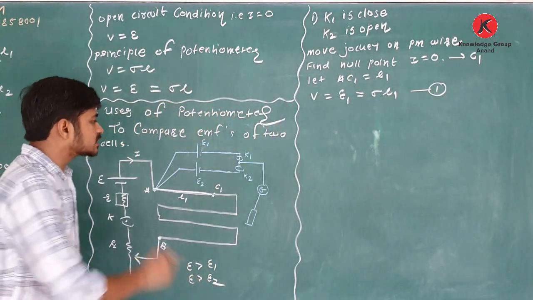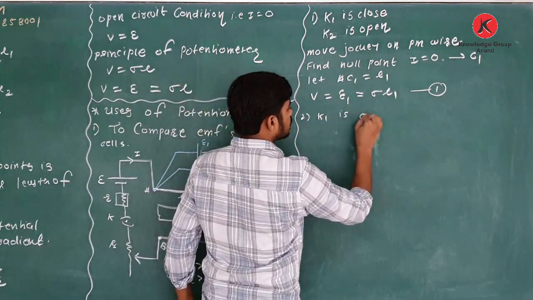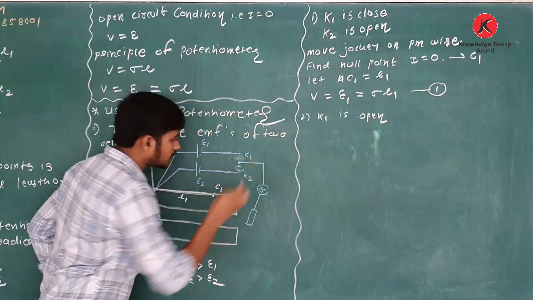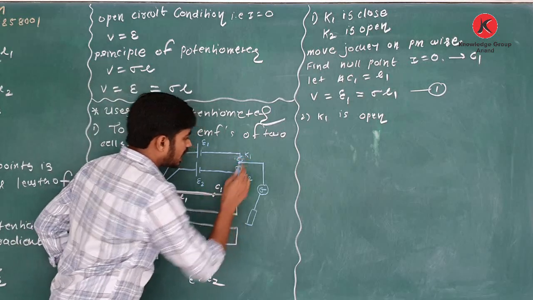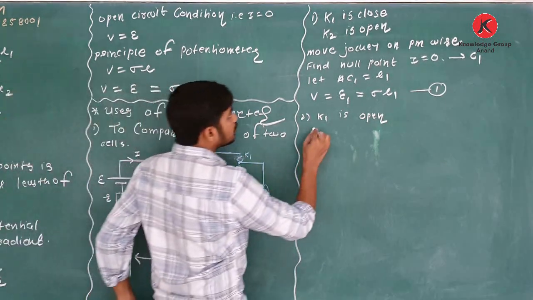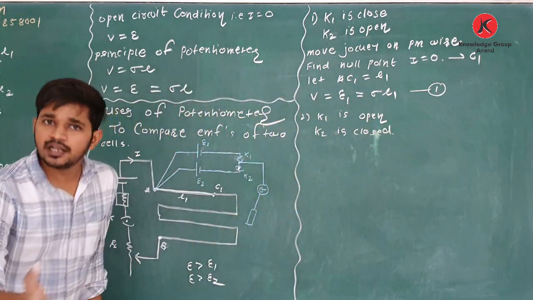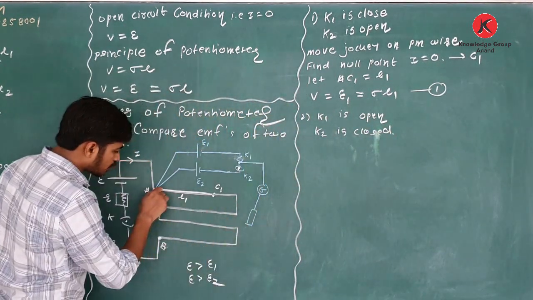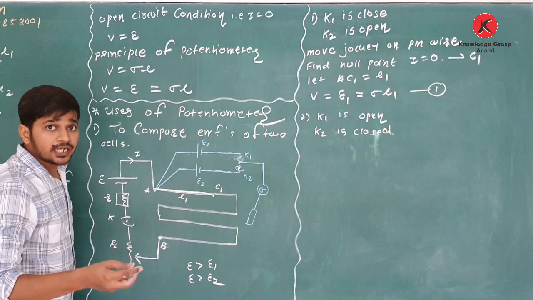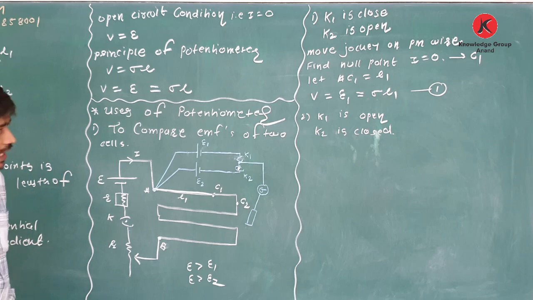Now you have to repeat the experiment. How? In the second case, K1 is open, and now you have to close K2. Then K1 is open and K2 is closed. Again, repeat your experiment. Move this jockey on the potentiometer wire and find a null point. Suppose here it is C2, it is the null point.